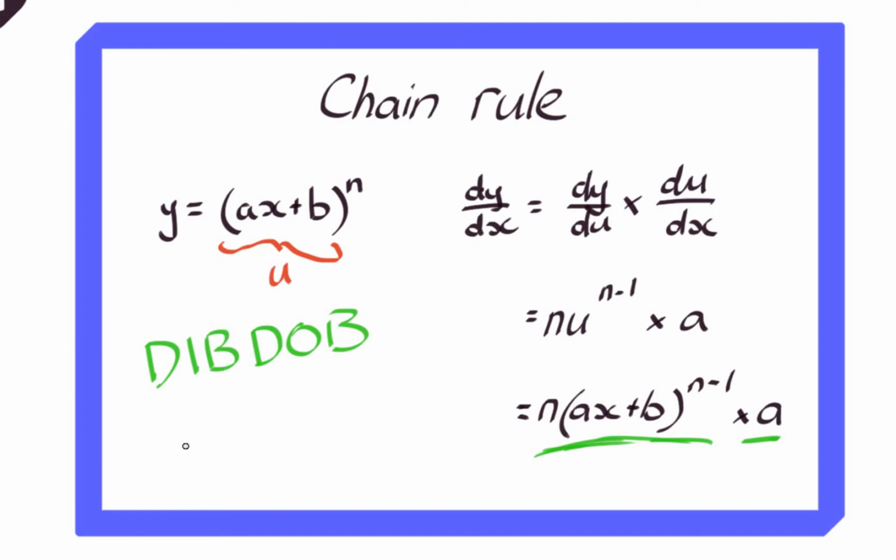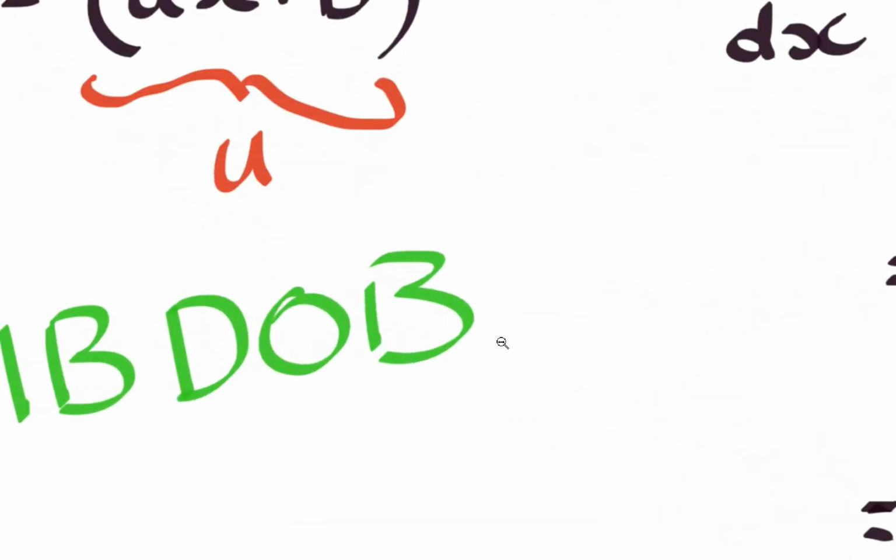But when we anti-differentiate or integrate, we need to undo this process. So let's explore the chain rule for integration.